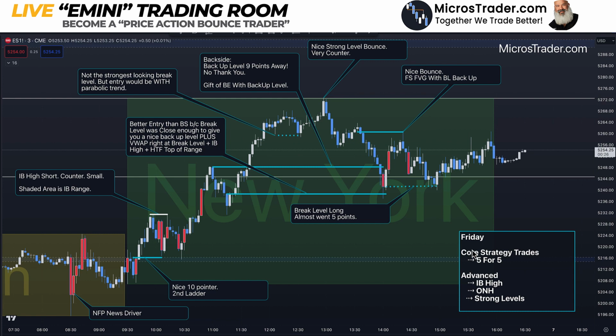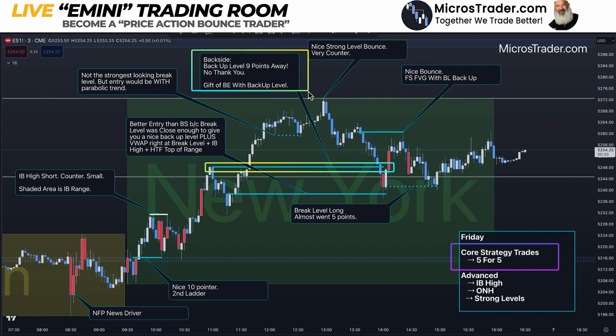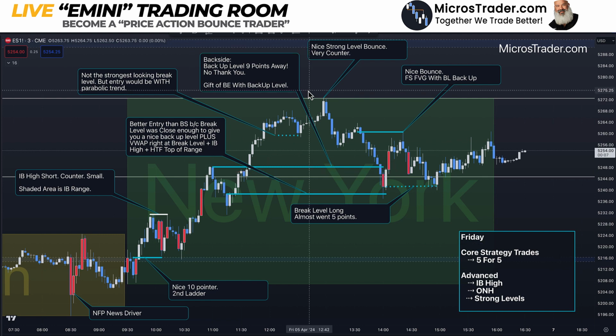So we had 5 for 5 trades today, and one of the levels was not a trade. This one. So there were really 6 trades on there, but one of them is not a trade because the backup level is too far. The ideal stop loss is too far. So we use all of these core strategy rules to craft our day.